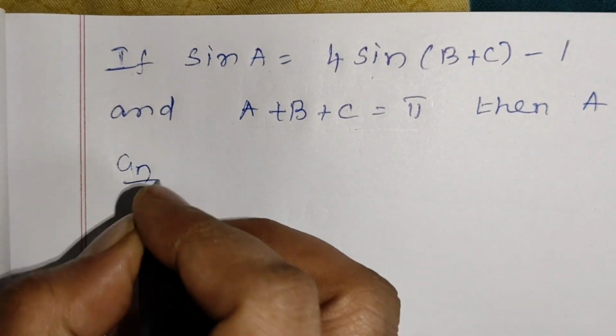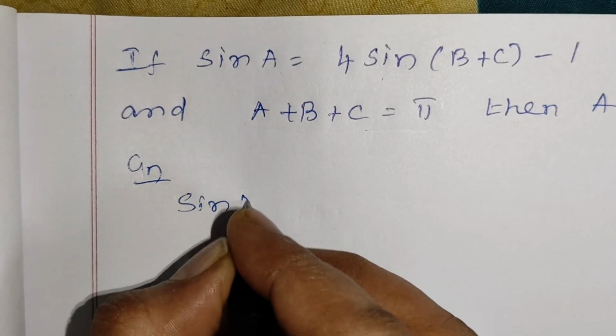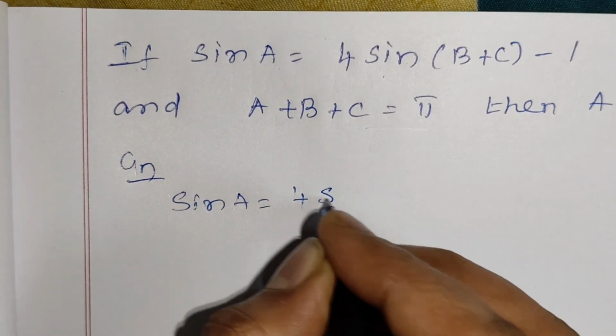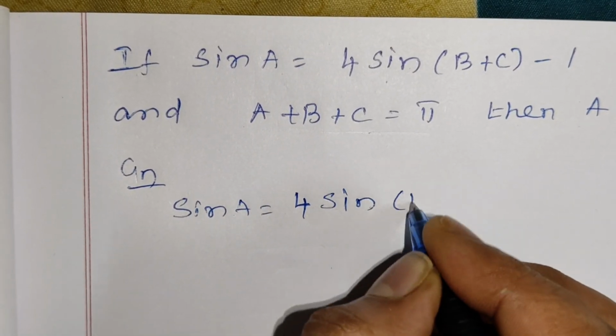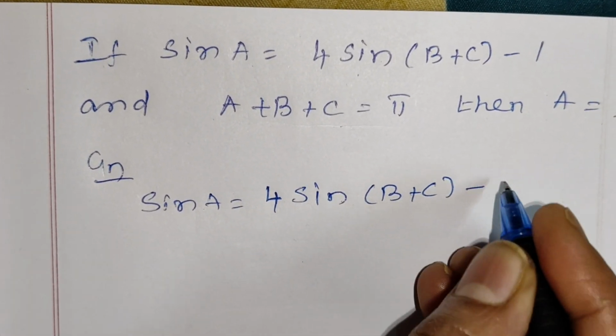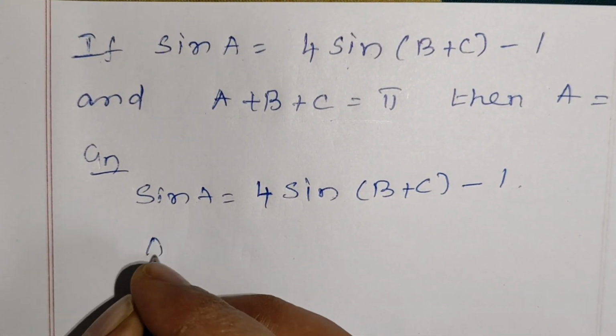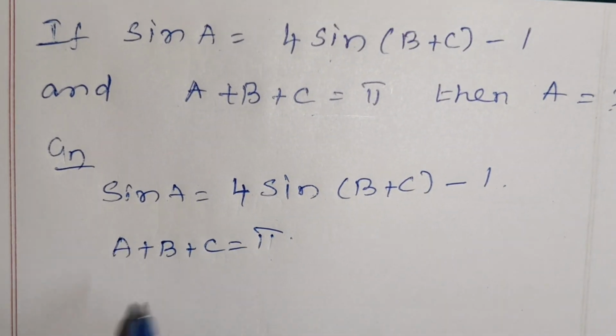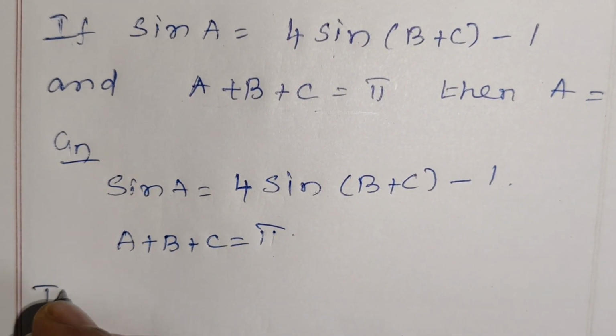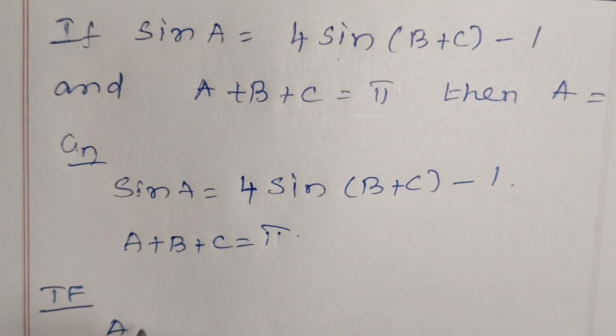That is, it is given sin A equals 4 sin (B plus C) minus 1. And one more condition is given: A plus B plus C equals pi. So what is asked to find? To find, it is A.